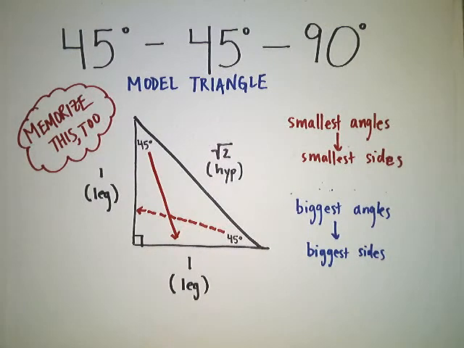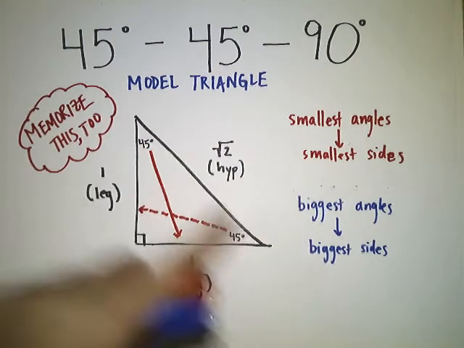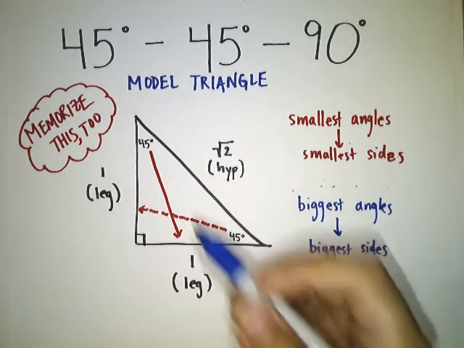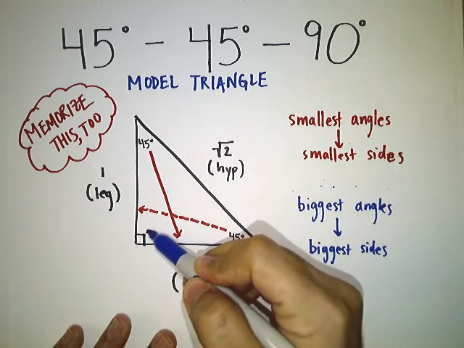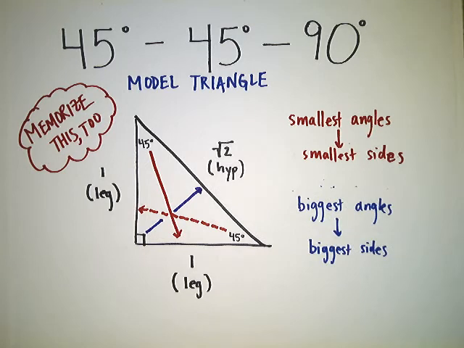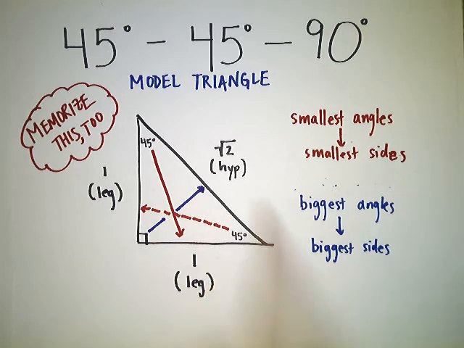So they have the same angle, which means they correspond to sides of the same length. The only other side is the hypotenuse. The hypotenuse corresponds to a side of length root 2 in the model triangle. So in the model triangle, the legs have length 1, and the hypotenuse has length root 2.